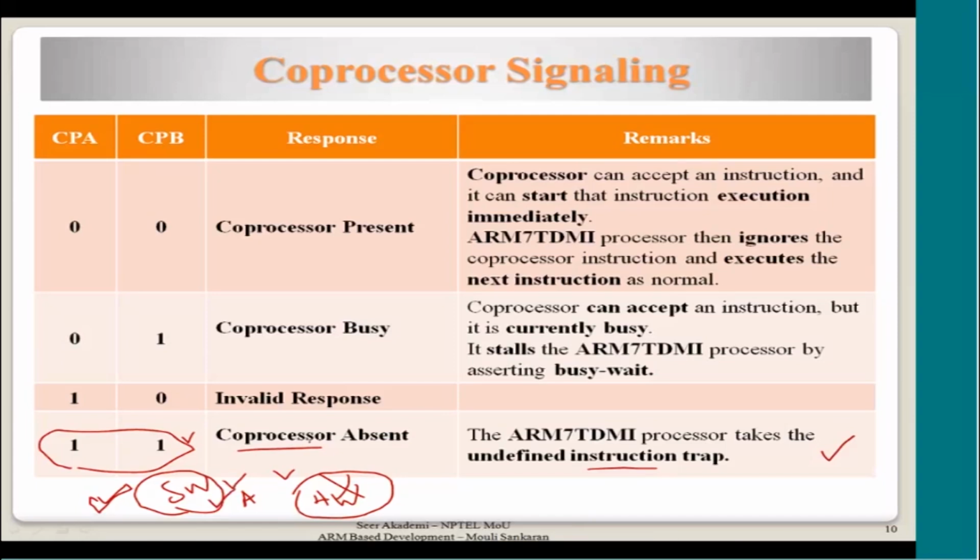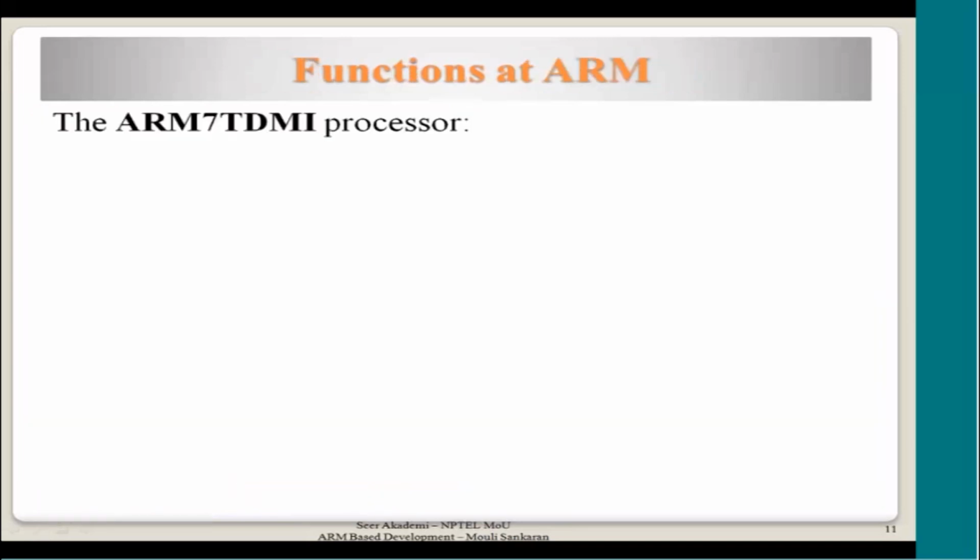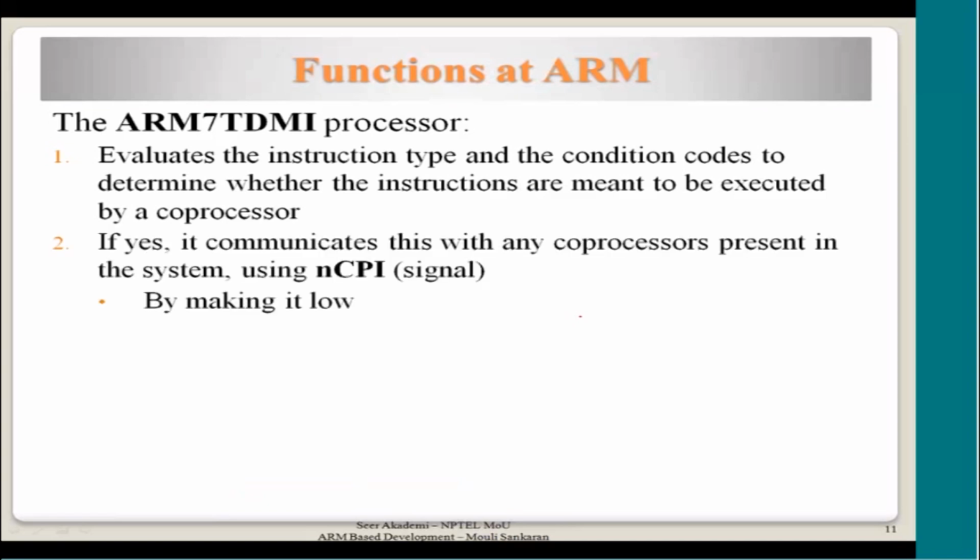So if a particular instruction is not picked up by the coprocessor, then ARM generates an exception to handle it. Okay, very good. Now let us see. The ARM processor evaluates the type as well as the condition code and then decides whether it is to be executed by a coprocessor or not. I told you about EQ and NE and all those control signals. If a particular coprocessor instruction doesn't have to be executed because the condition code failed, then it will not generate the signal. That means the coprocessor also will ignore that instruction.